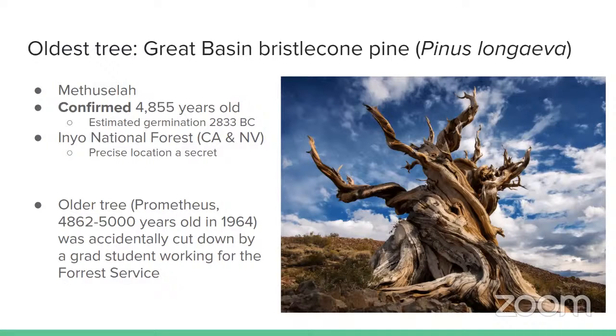There used to be an older tree, which is a kind of sad story. Prometheus used to be the oldest tree, but one day a grad student working for the Forest Service was out taking samples of trees and taking cores, and he got his drill stuck in the tree, cut it down to get the drill out, and then started counting the rings and realized it was the oldest tree. So I don't know if that's an argument for keeping Methuselah's location secret or an argument against it, because it seems like if you had a list, you'd know. But yeah, they don't want that to happen again. Secrets, more tree secrets.